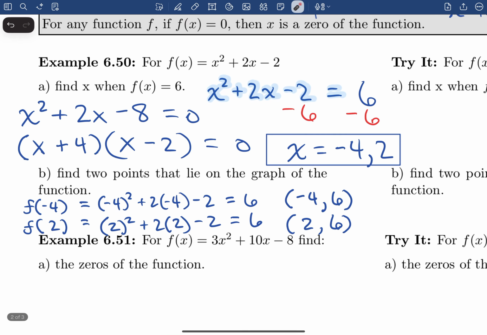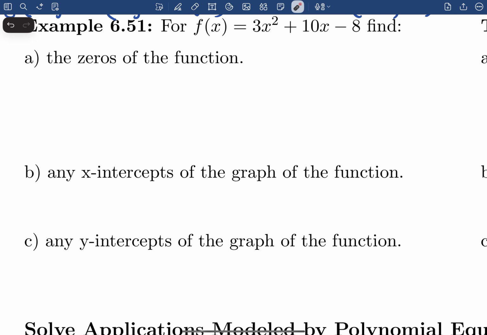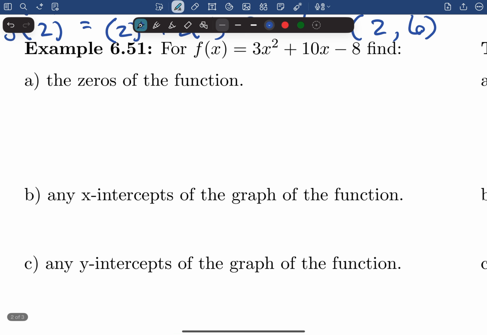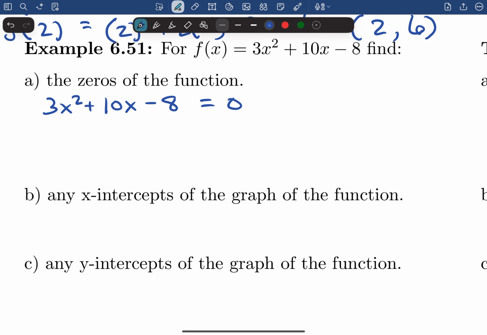Great. Let's move on to example 6.51. For f of x equals 3x squared plus 10x minus 8, find the zeros of the function. Now, to find the zeros of the function, we take 3x squared plus 10x minus 8, and we set it equal to 0, right? The function y value is 0. Okay, now we can practice factoring.